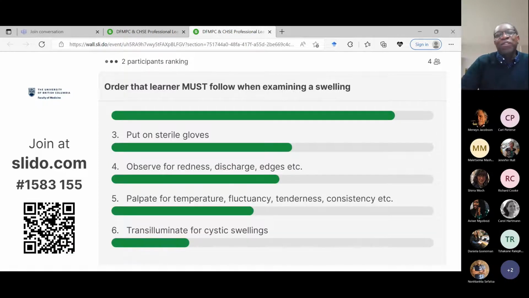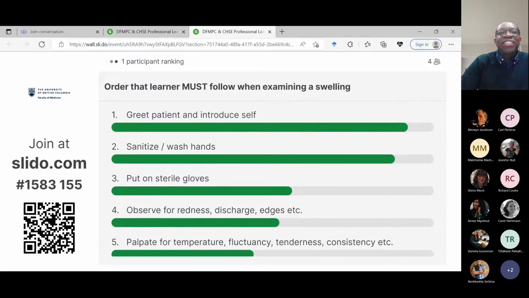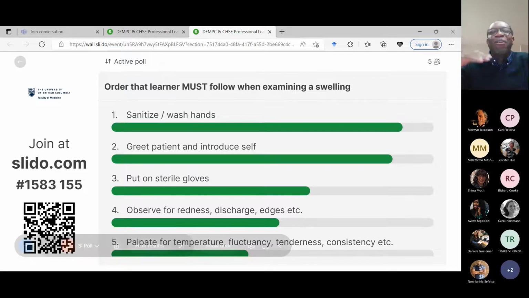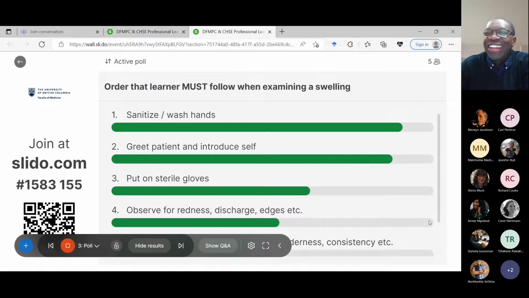I think most of us agree on greeting the patient and introducing yourself. There's some contention about greeting the patient or washing our hands. That's where there's a little bit of debate about which one we would do first. So I'm going to stop sharing. So that's how this system would work.